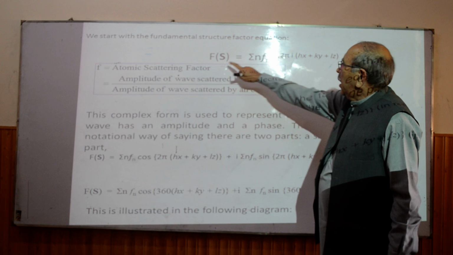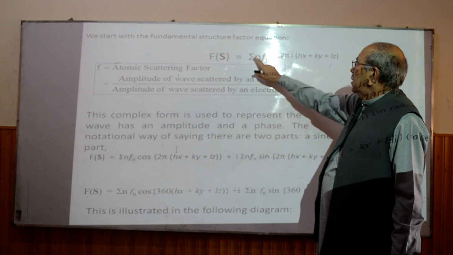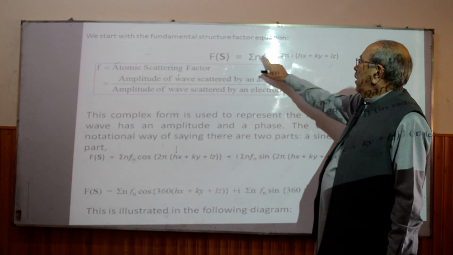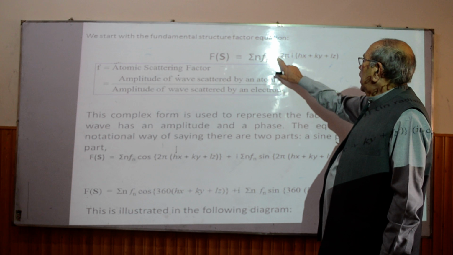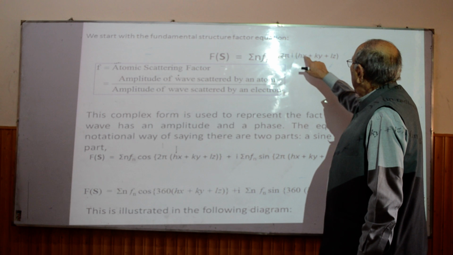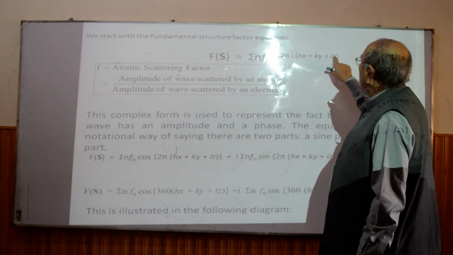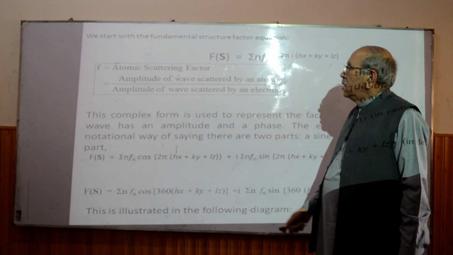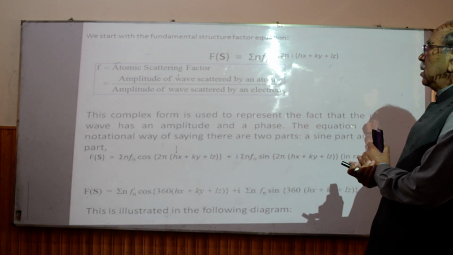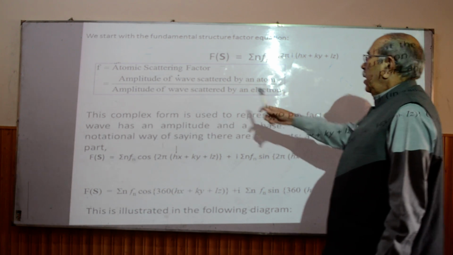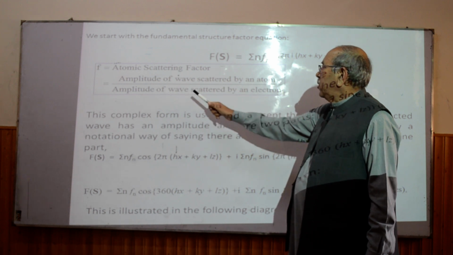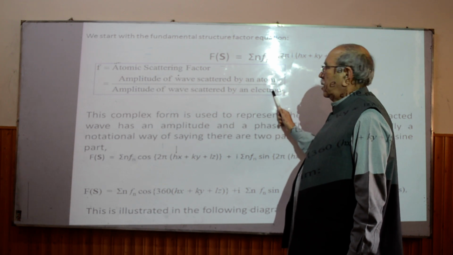Combination of these two. So we write F, the structure factor, is equal to sigma n into Fn. N is the number of atoms, Fn is the atomic scattering factor, and this gives me the factor at which the atoms are contributing towards the scattered X-rays. So I've written here F, the atomic scattering factor, which is defined as the amplitude of the wave scattered by an atom divided by the amplitude of the wave scattered by an electron.